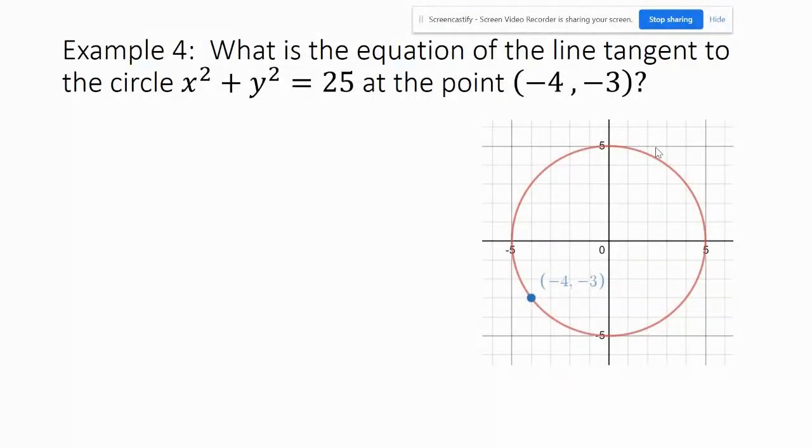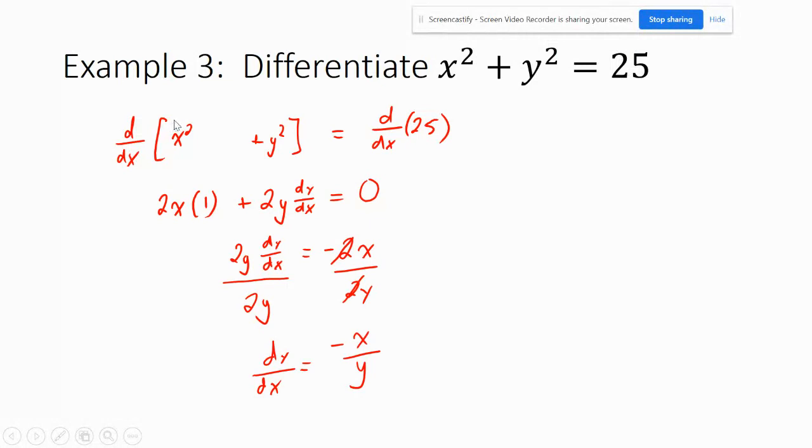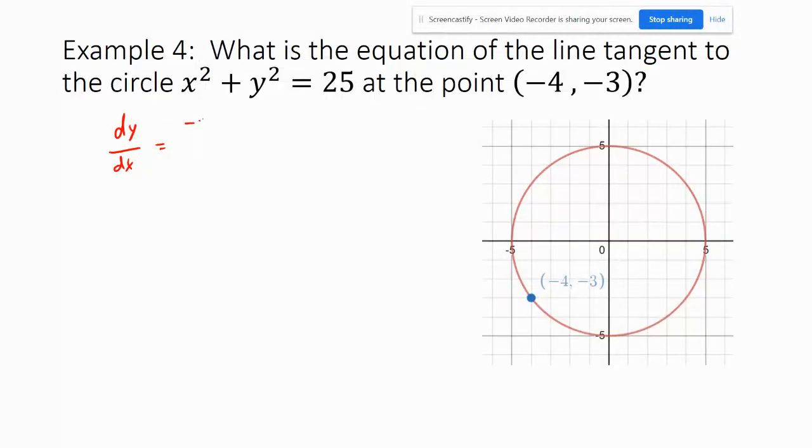Example 4: What's the equation of the line tangent to the circle at the point (-4, -3)? Now, from our previous example, the derivative was -x over y. Okay, so how do we use this derivative now to figure out the slope? Well, we have this point over here. So here's why I'm going to use this notation here.